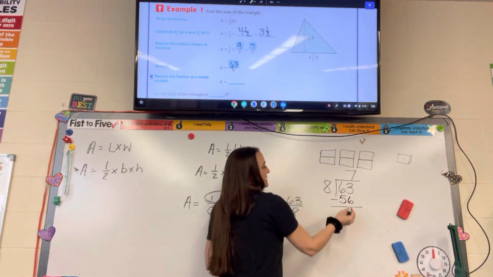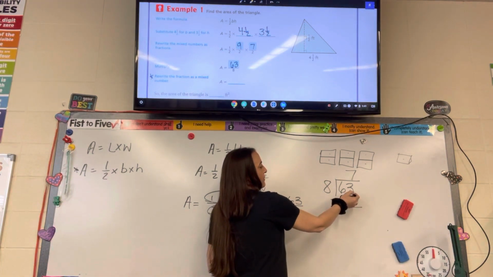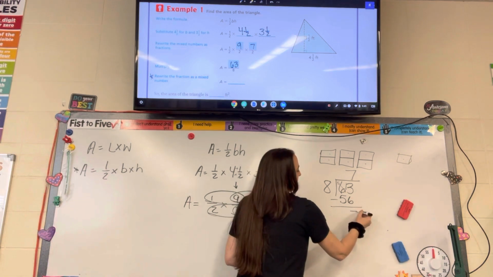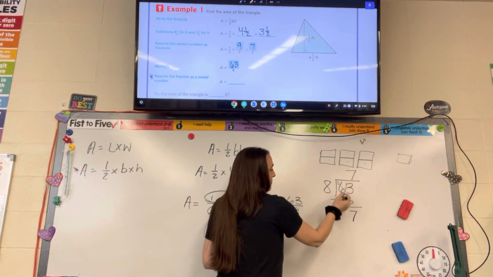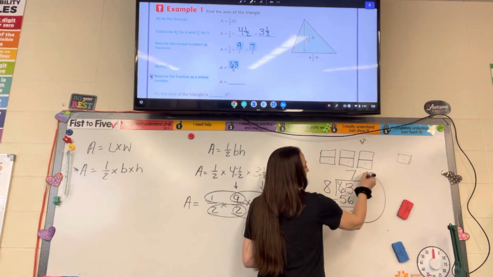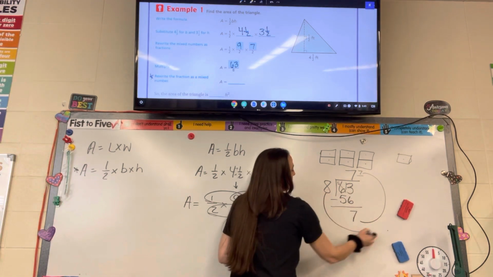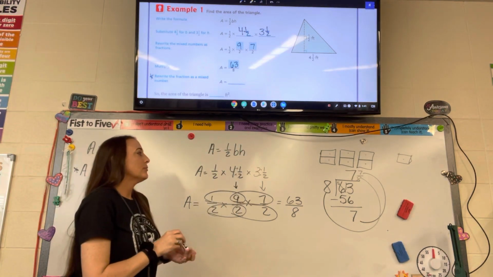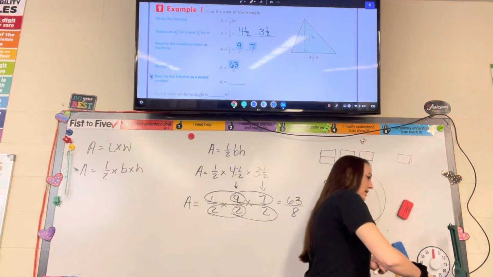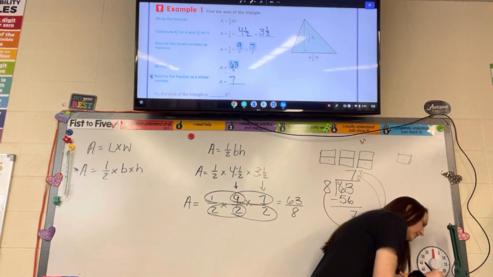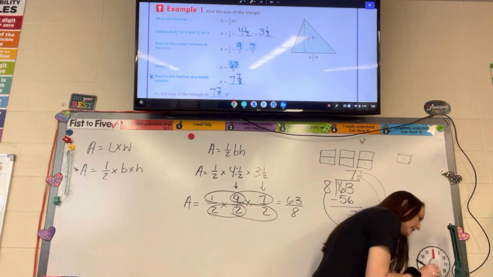63 minus 56. You can't take away 6 from 3, so we go and borrow from this, make it a 5. 13 minus 6 is 7. 5 minus 5 is nothing. So 7 is less than 8. There's nothing left to bring down. So 7 becomes the numerator, and 8 follows it as the denominator. So you get area equals 7 and 7/8, 7 and 7/8 feet squared.